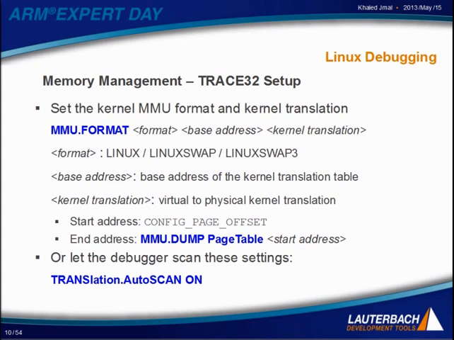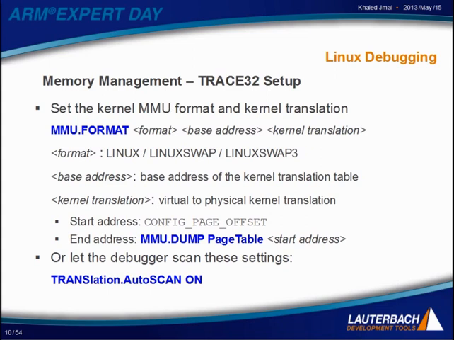Then you need to tell the debugger about the base address of this kernel translation table, which is normally always a specific symbol called swapper_pg_dir. And you then need to set the address translation, the kernel translation, so the virtual start of the kernel, the virtual end of the kernel, and the physical start of the kernel. The virtual start address of the kernel is configurable in the kernel configuration. It is normally CONFIG_PAGE_OFFSET, and it's normally C and 7 zeros, 8 and 7 zeros, or 4 and 7 zeros.